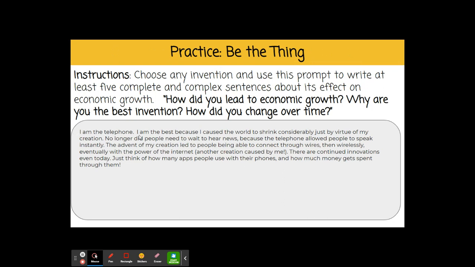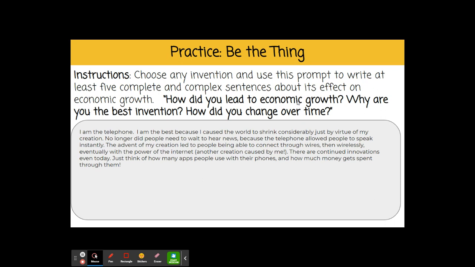I am the telephone, right? I am the best because I caused the world to shrink considerably just by virtue of my creation. No longer do people need to wait to hear news because the telephone allowed people to speak instantly. The advent of my creation led to people being able to connect through wires, then wirelessly, eventually with the power of the internet, another creation caused by me. So you can see by this example what we're looking for: at least 5 complete and complex sentences. This is what you're doing. So again, you're going to want to Google to find that invention.